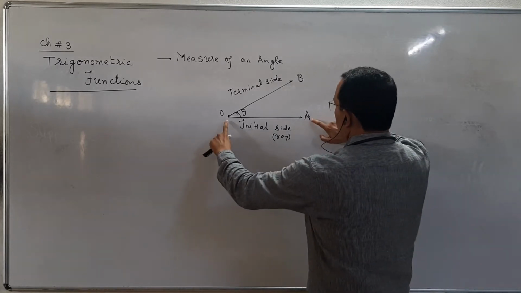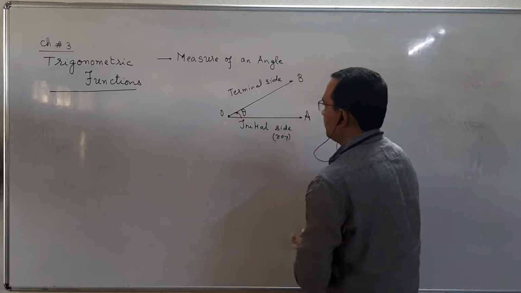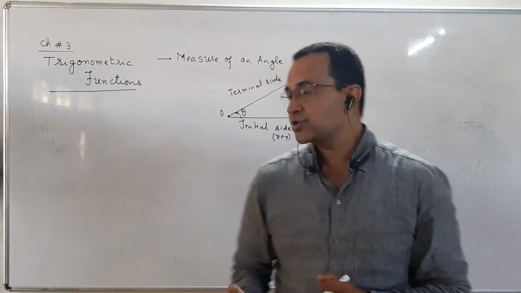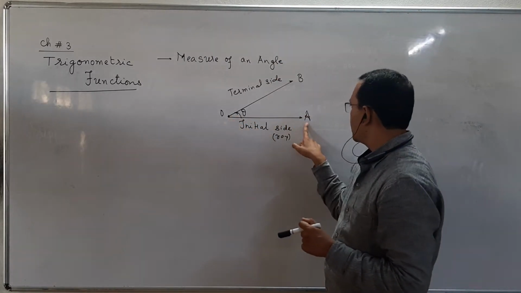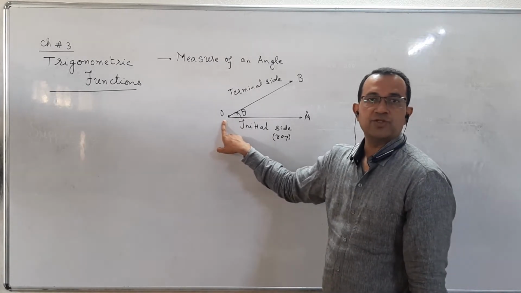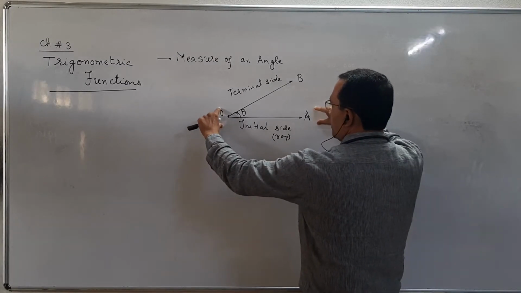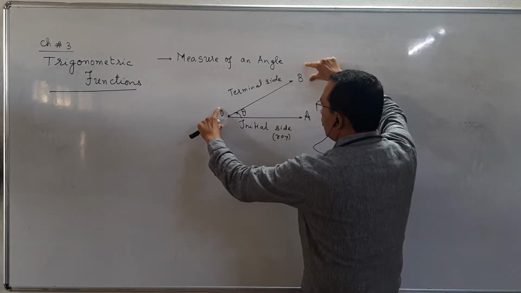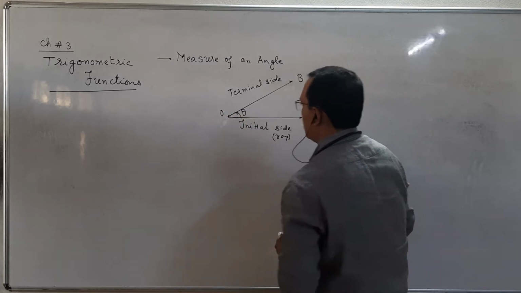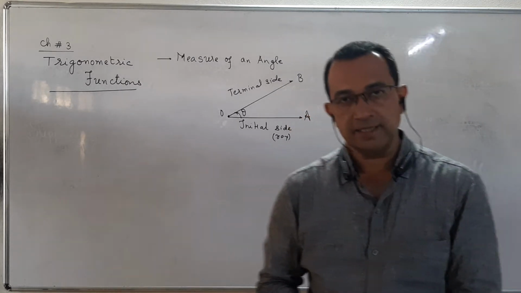The measure of rotation of a ray with respect to its initial point is called measure of an angle. I repeat, the measure of rotation of a ray with respect to its initial point is called measure of an angle. So, I am rotating this ray OA with respect to initial point O in anti-clockwise direction, then this is called the measure of angle. Theta is called measure of angle.